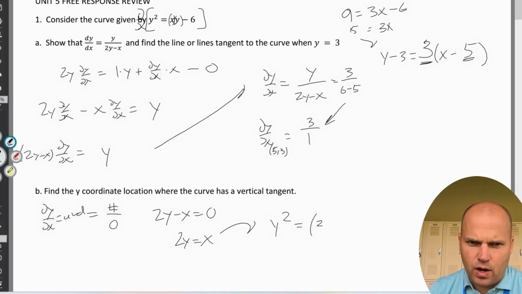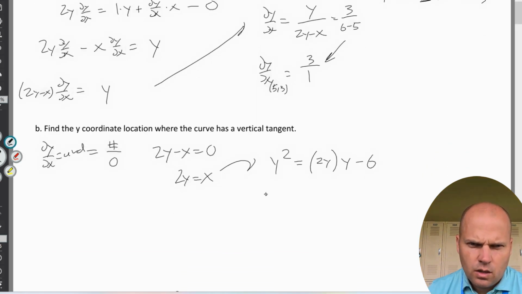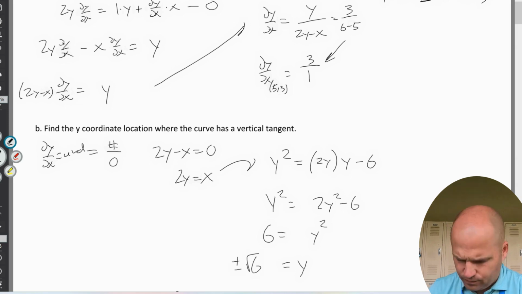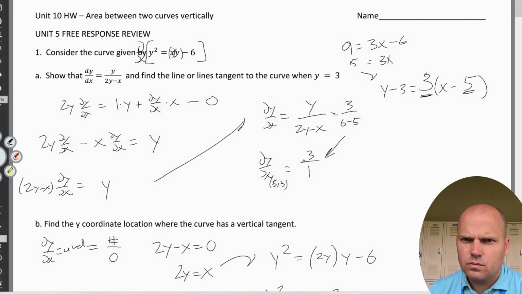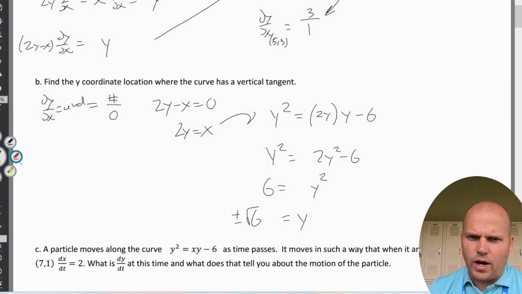x gets replaced by 2y. So I get y squared equals 2y squared minus 6. I'm going to add 6, subtract a y squared, I get 1y squared. I get y equals plus or minus root 6. They ask you just for the y coordinate location, so that works.